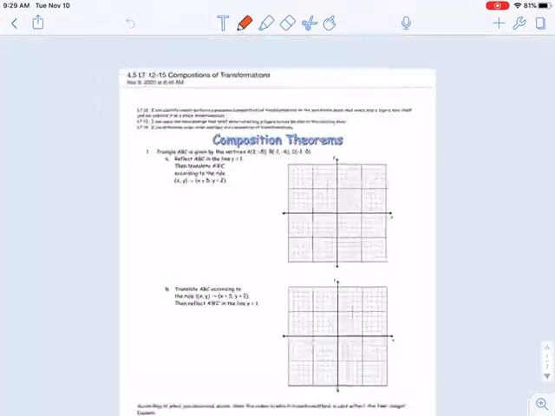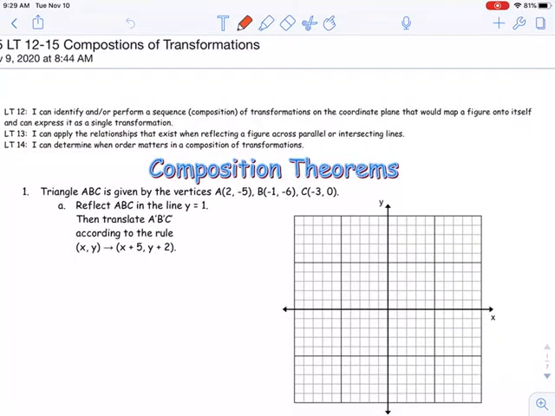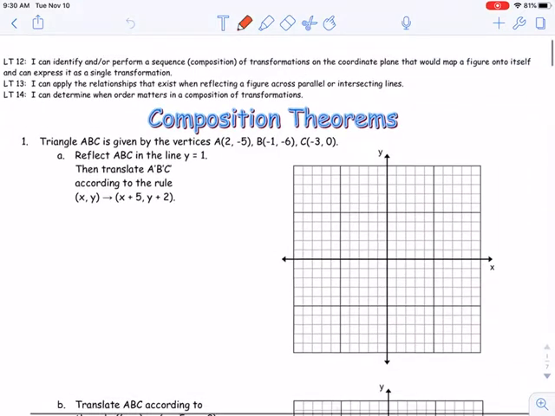Guys, ready for some compositions of theorems? Yeah, we're all excited. Super excited. All right, let's dive in.